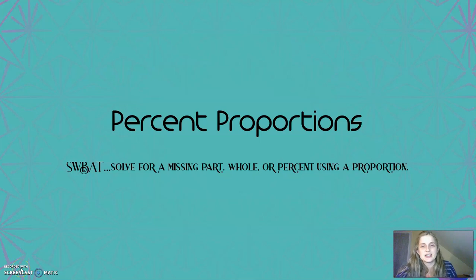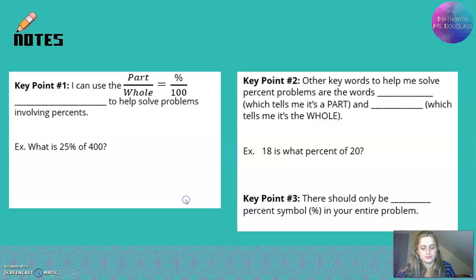Hey mathematicians, let's talk about how to solve for a percent or a missing part of a percent using proportions. I can use part over whole equals percent over 100. That's a super important proportion to help you solve problems that involve percents.